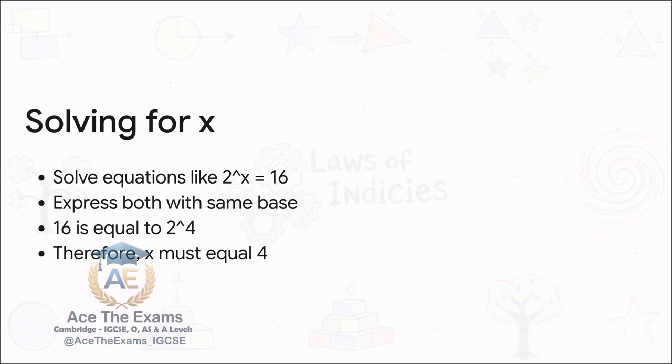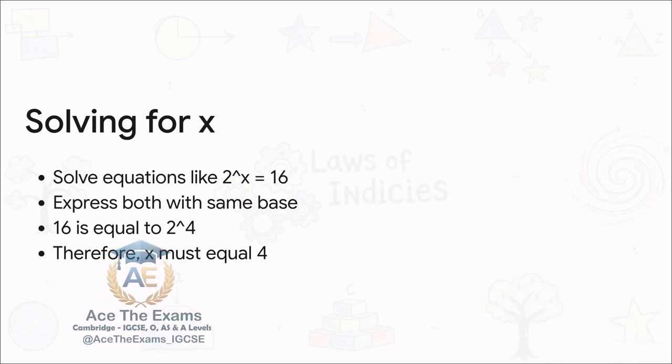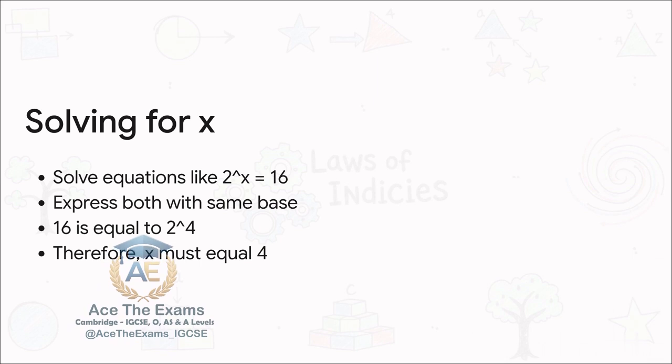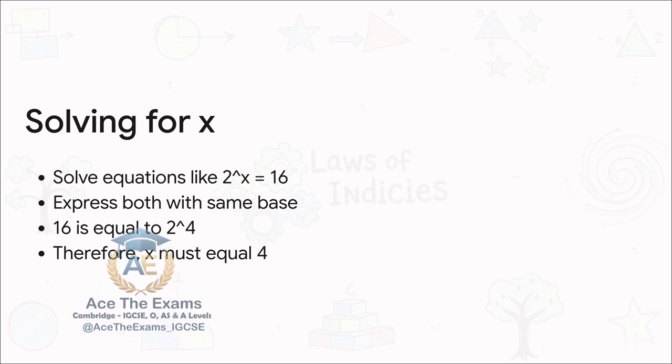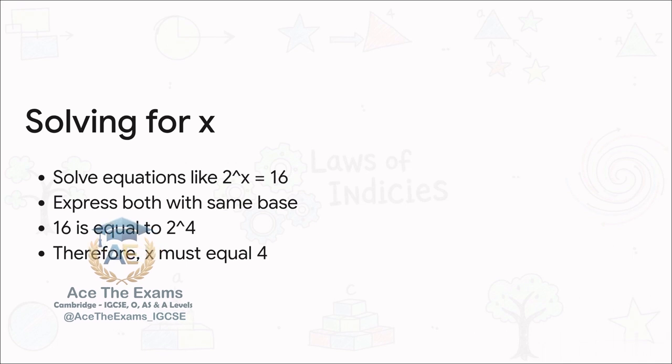So you rewrite the equation to read 2 to the power of x equals 2 to the power of 4. Since the bases on the floor are identical, they're both 2, pure math logic dictates that the powers in the air must be identical too. Therefore, x equals 4. You just bypass the complex algebra by matching the bases.